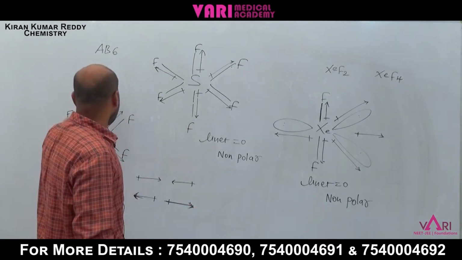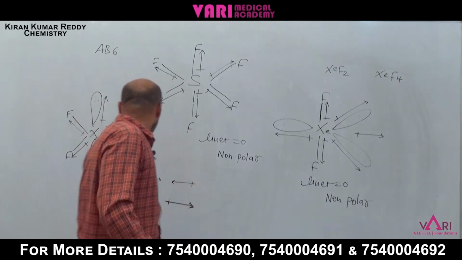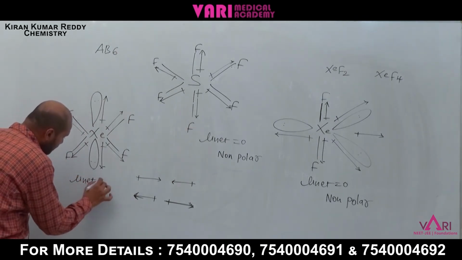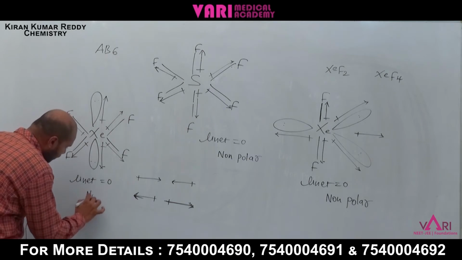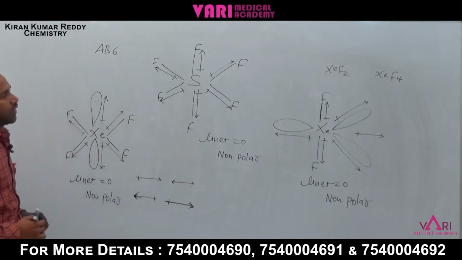These are the AB6 type. Example is SF6, that one is non-polar. Here also xenon F4, even though lone pairs are present, mu net is equal to 0. This molecule will be non-polar.